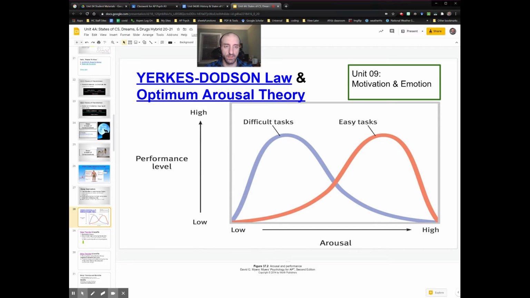affects performance. Say, for example, you need to perform a very difficult task, like brain surgery, and you're really stressed out. Well, you're going to perform really poorly. But if you are more relaxed, so again, if you're kind of sleepy or just generally relaxed, a low level of arousal, your performance will be better on difficult tasks.